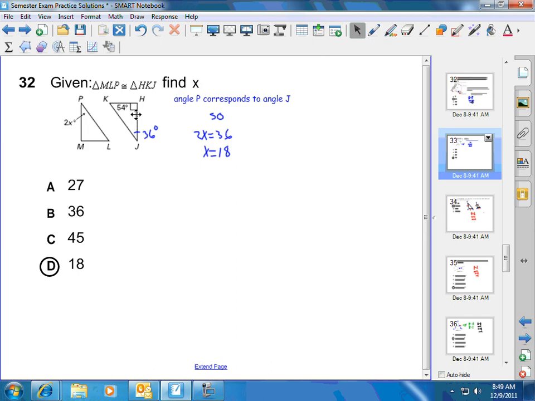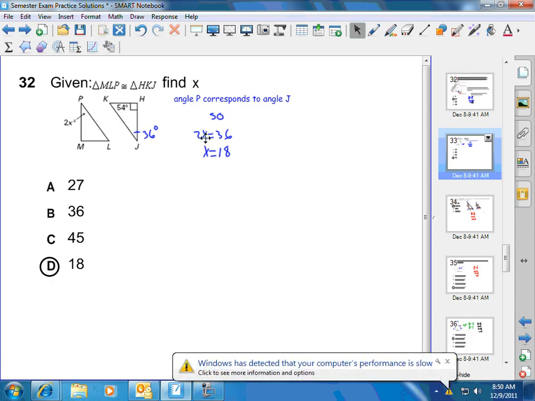So knowing that all three angles of a triangle add up to 180, I look at these two angles, 90 and 54. I take them from 180, and I have 36. So angle J is 36. Angle P is 36 because they're corresponding angles in congruent triangles. So that means that 2x is also equal to 36. So when we solve for x, we get 18.